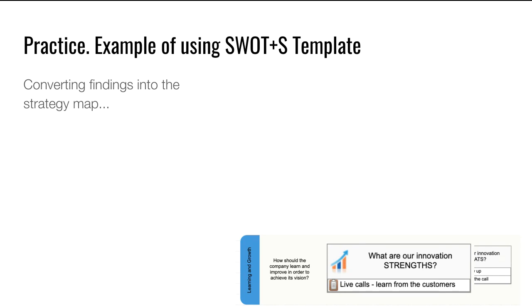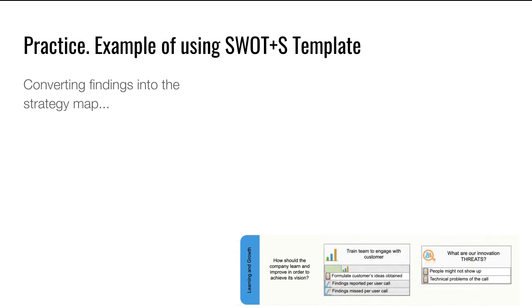Learning and growth perspective. So we have our strengths, which is that we're doing some live calls, and well, we're already doing them. And strategy is about changing things, achieving something new. So how can we convert this into some actionable item? I suggest to focus on training our team to engage with customers better. Yeah, so it's not just about making some call, but it's about certain preparations. It's about following certain patterns and so on and so forth.